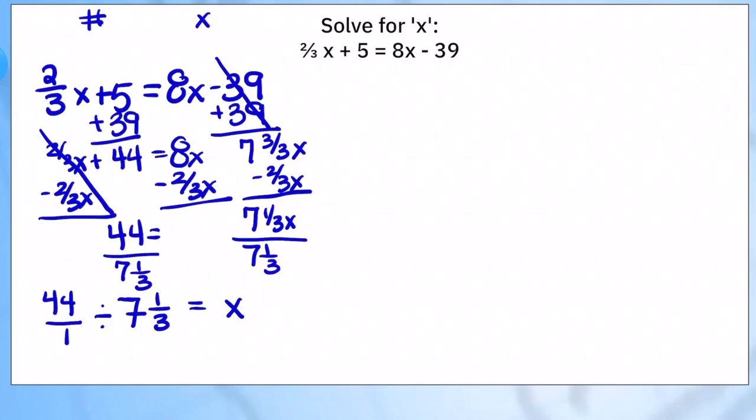And we're going to think through, how would we have solved this before? Well, one thing, let's change that improper fraction. So let's just think there. And we're going to do that by multiplying. So 7 times 3 and then plus 1. So 7 times 3 gives us 21, plus 1 is 22. So divided by 22 over 3.